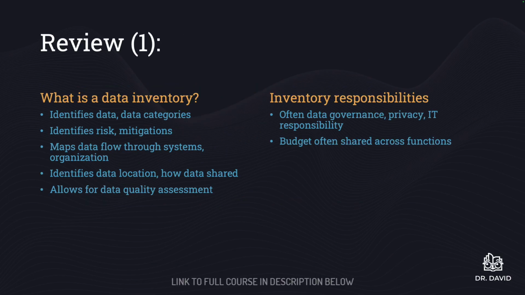In this lecture, we discussed what a data inventory is. You need to remember that a data inventory identifies the data and data categories, risks and risk mitigations. Data inventories help to map data's flow through systems and throughout an organization. Data inventories identify a data's location and how that data is shared, and it allows us to assess data quality. Inventory responsibilities are shared throughout an organization. The top 3 are likely to be a data governance or chief data officer, privacy, and IT. And financial support for the data inventory is often gathered from different offices throughout an organization.